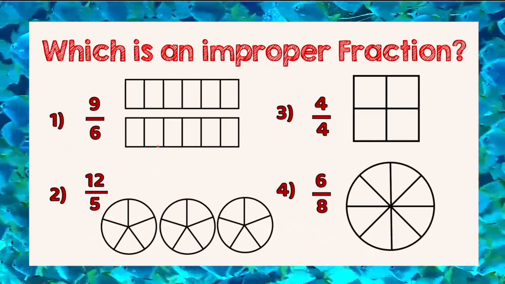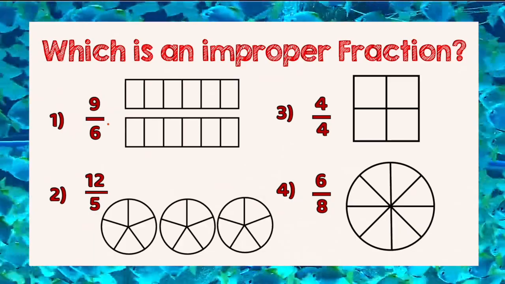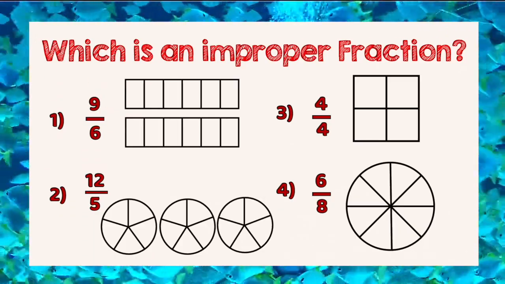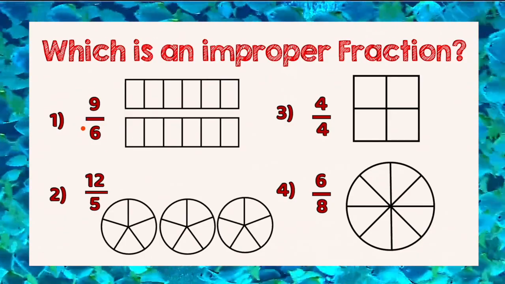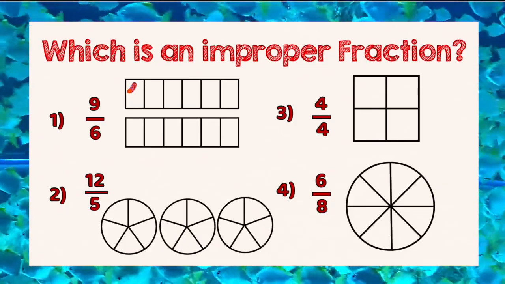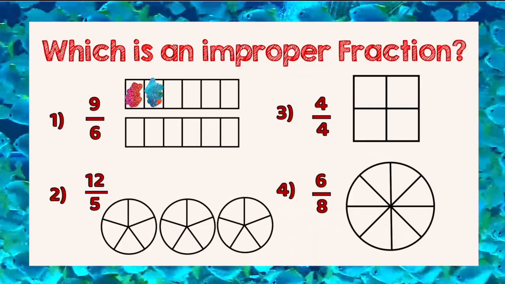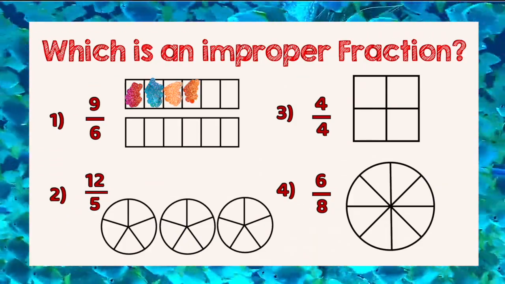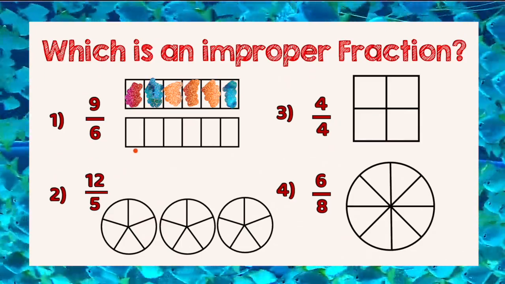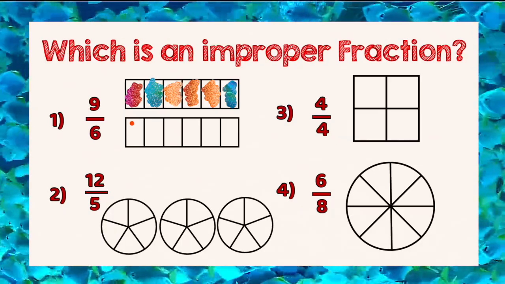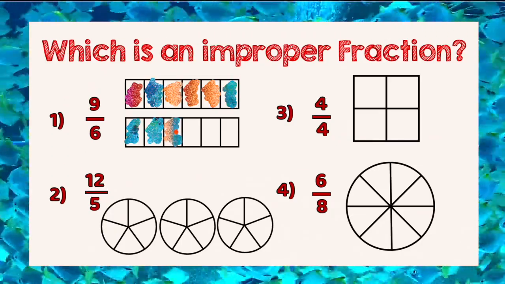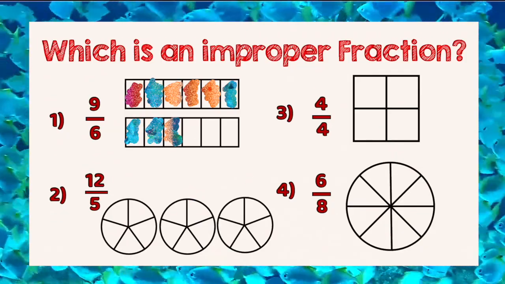Let's take example number 1. Here we have 9 over 6. So when we're looking at this fraction here, we have a box of 6 because 6 is the denominator. So when we count 6 boxes, 1, 2, 3, 4, 5, 6, you can see that we've got 9. So we have to add some more. 7, 8, 9. So now we've counted 9 boxes.